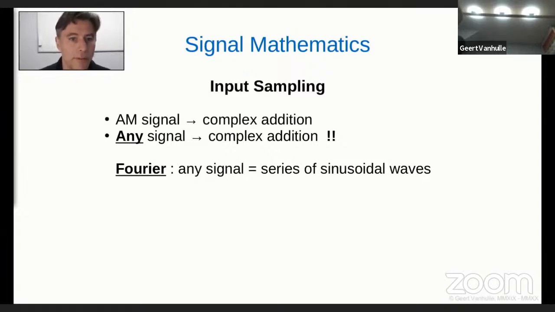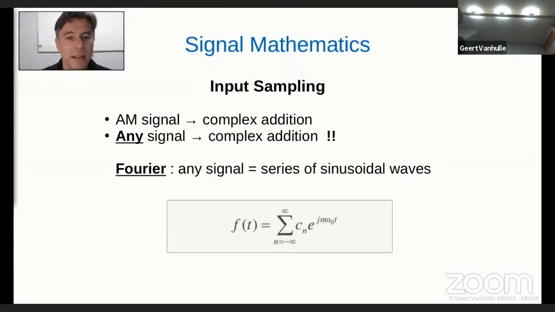Addition of sine waves means, in this vector field, an addition of vectors. So we can express any random signal form as a summation of complex vectors. So this is beautiful. Any kind of signal operation becomes a complex operation of simply adding or subtracting complex signals.